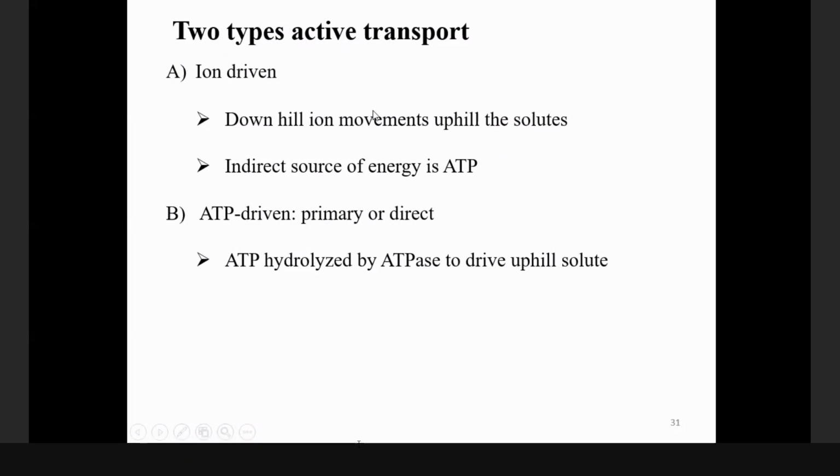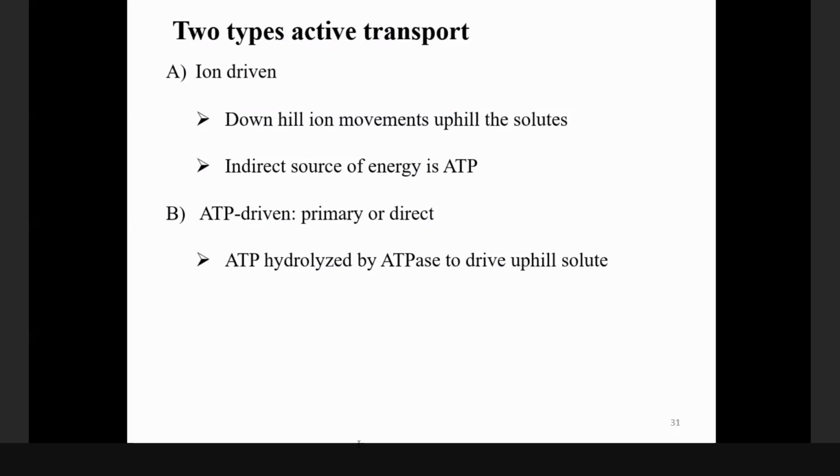So active transport can be divided into two based on the source of energy. If the source of energy is ion, it's called secondary active transport, or indirect active transport, or ion driven active transport. Otherwise, if the source of energy is directly ATP, it's called ATP driven active transport, or you can say primary or direct active transport. So in our body, both types of active transport are found.